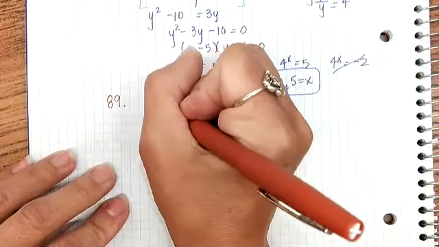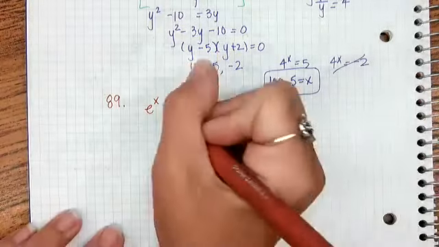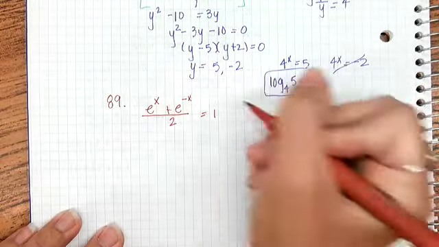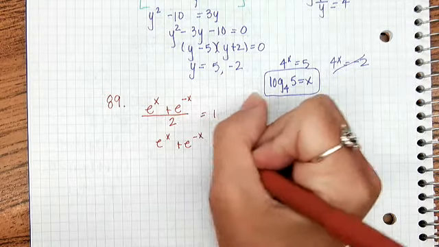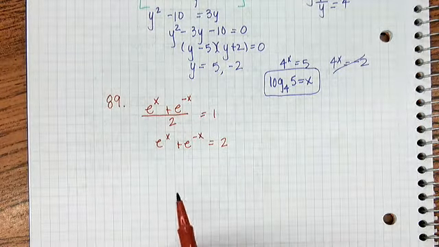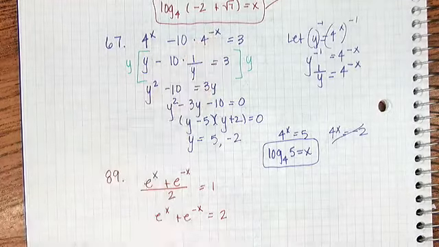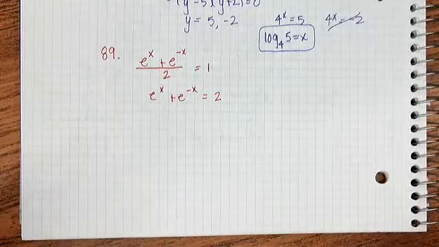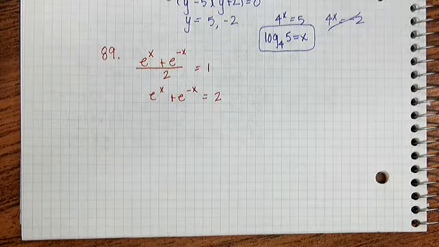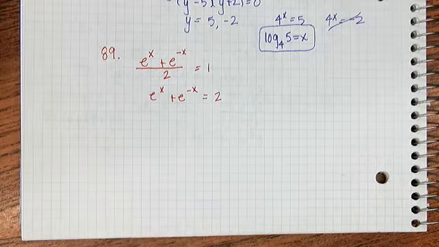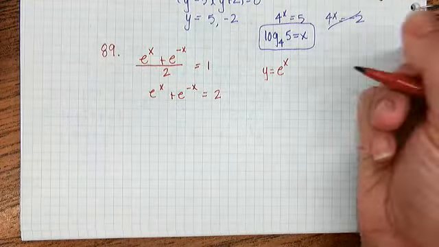So 89 says (e to the x plus e to the negative x) over 2 equals 1. Multiply both sides by 2 for sure to start off. This looks really similar to the problem I just did. You've got a 4 to the x, a 4 to the negative x equals a constant. They look almost the same, with a different base. So the book gives you a hint and says multiply each side by e to the x. I'm just going to do a substitution. It will work the same way.